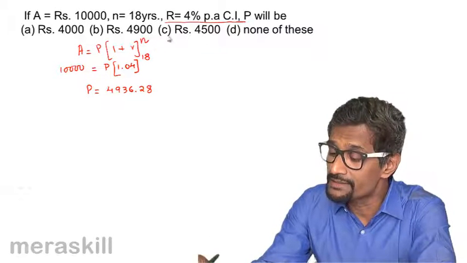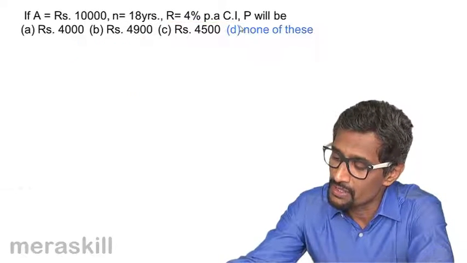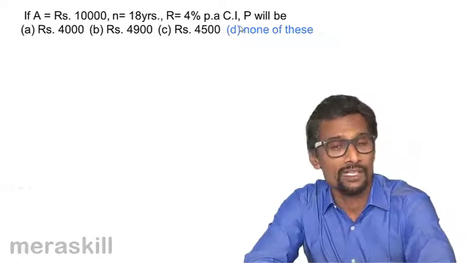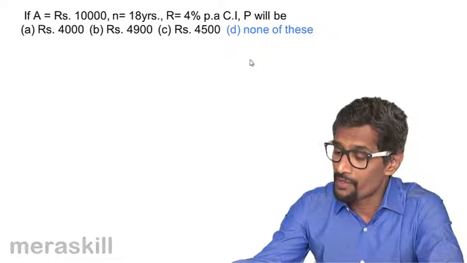Now among these this seems to be closest, but the difference is way too much, so it has to be none of these. So it is none of these. So this is how we can use the calculator effectively.